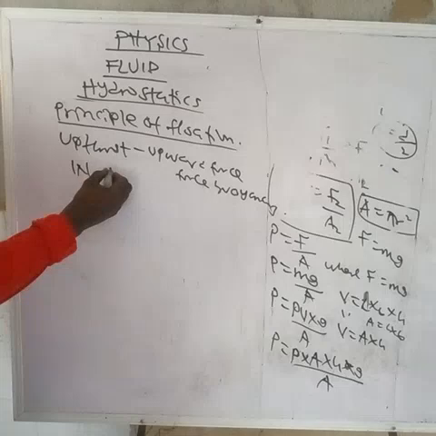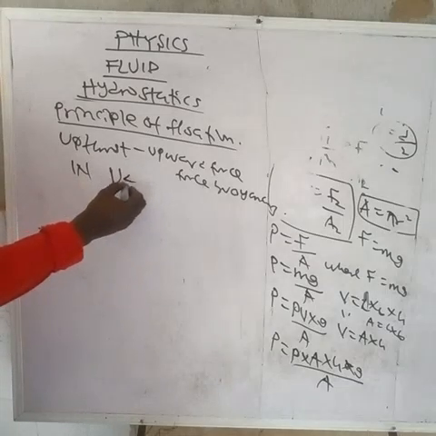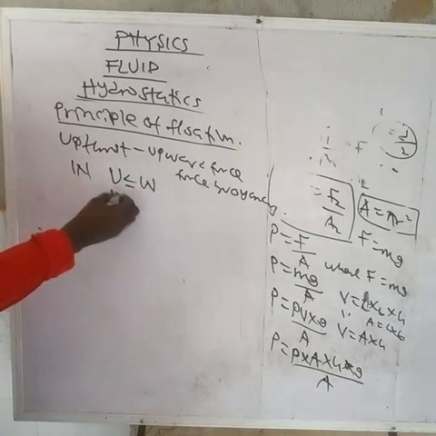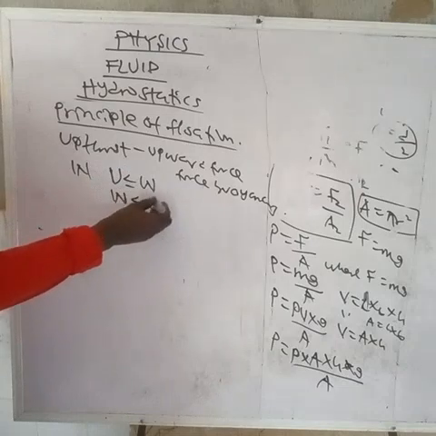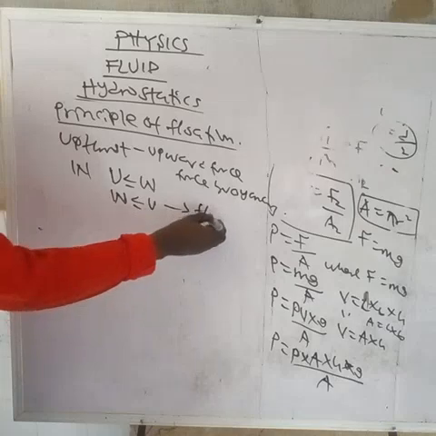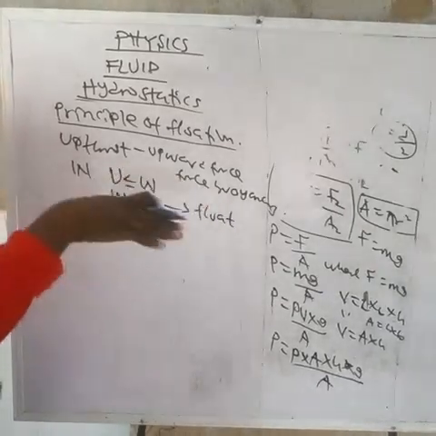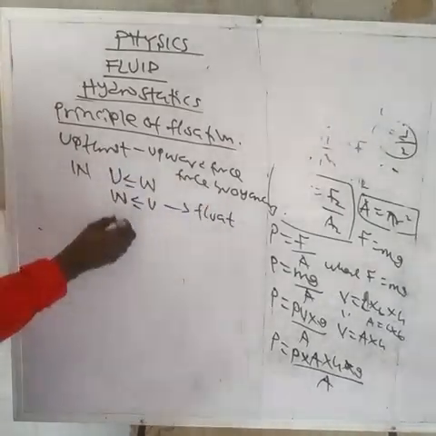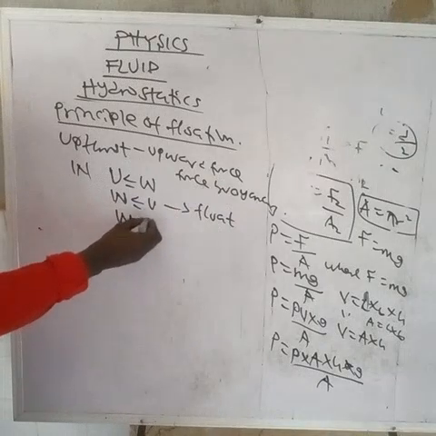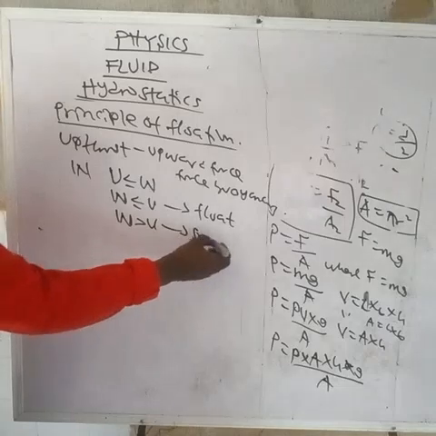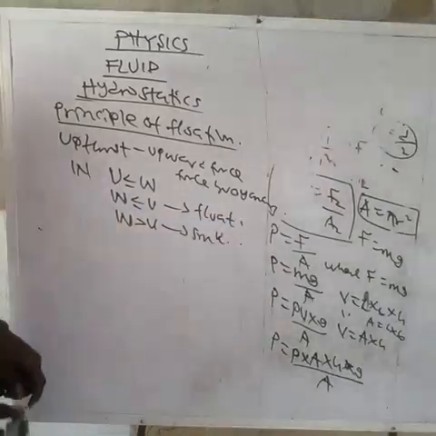So if upthrust is greater than or equal to the weight of the object, then the object will float. It will stay on the top or on the surface of the fluid. But if the weight of the object is greater than the upthrust, the object will sink. These two different things are what we call the principle of flotation.